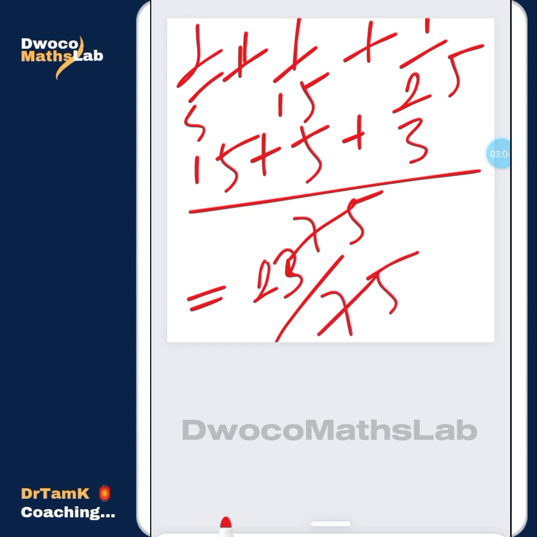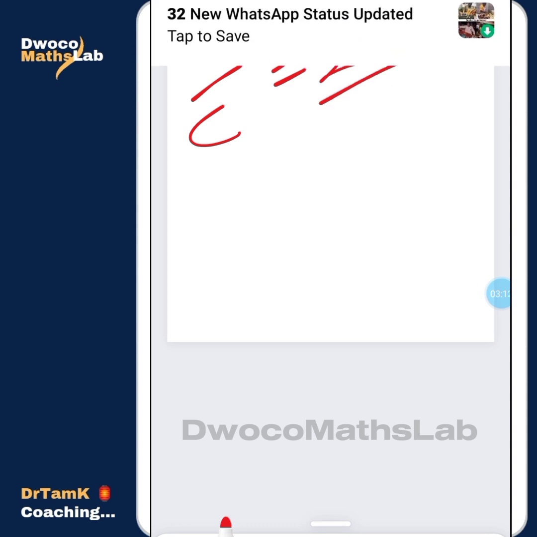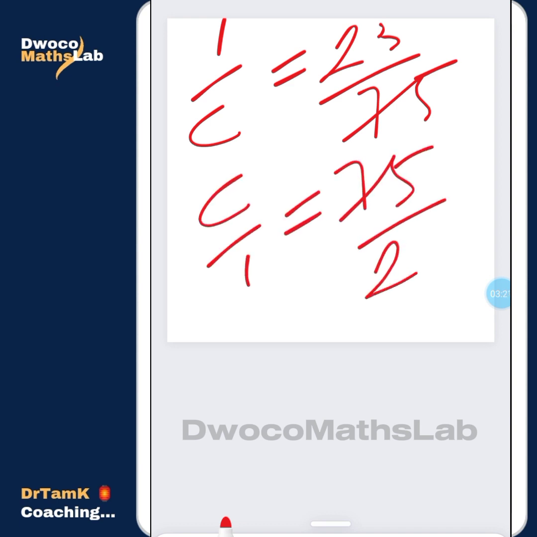23 by 75. Remember, this is 1 over Ct. 1 over C equals 23 divided by 75. So what is your C? Your C over 1, if you reverse it, is going to give us 75 divided by 23. So you get a calculator, divide 75 by 23, and you have your answer in decimal format.